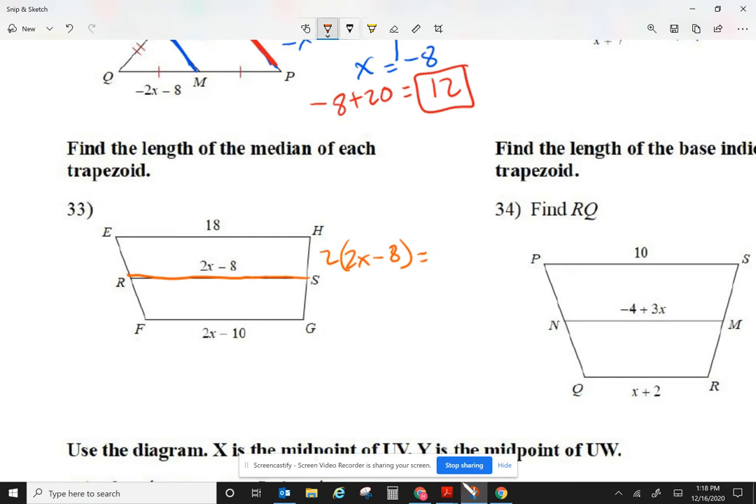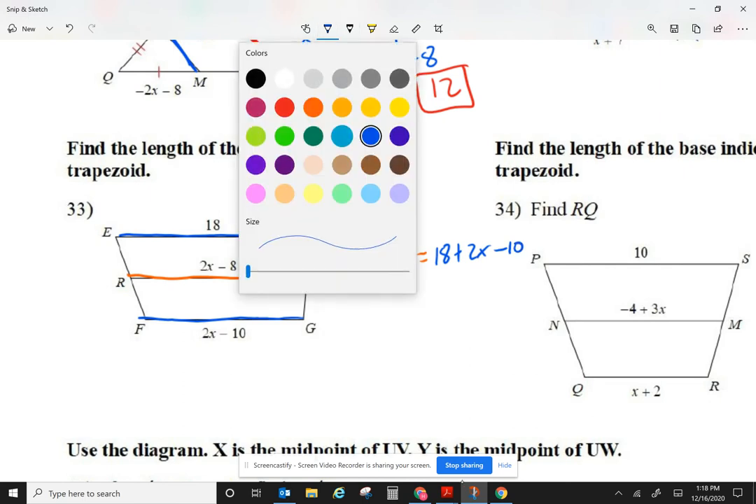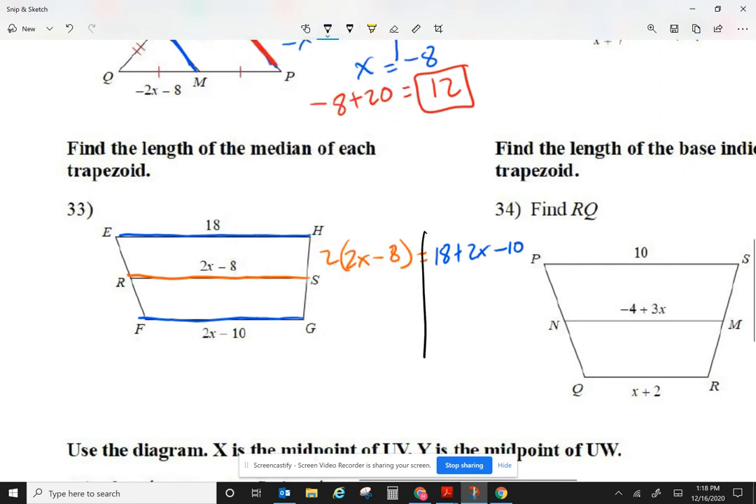And it is equal to, I notice there are two sides that are parallel to it. I'm going to call those bases. Let me add the bases. 18 plus 2x minus 10. Now the rest is just algebra.